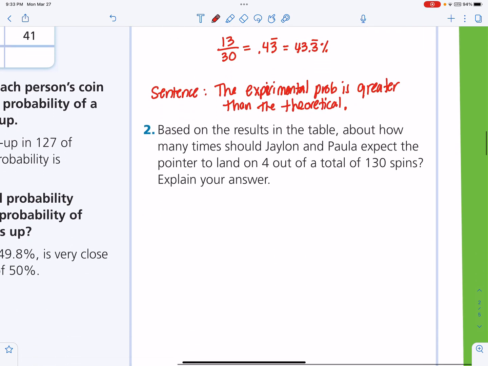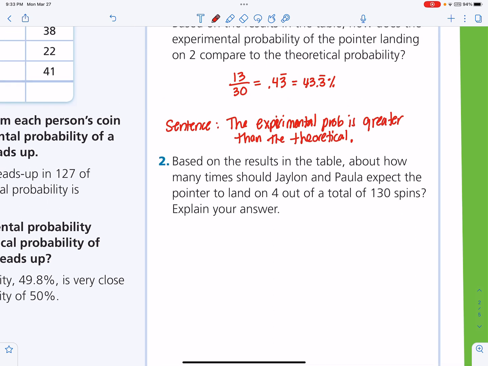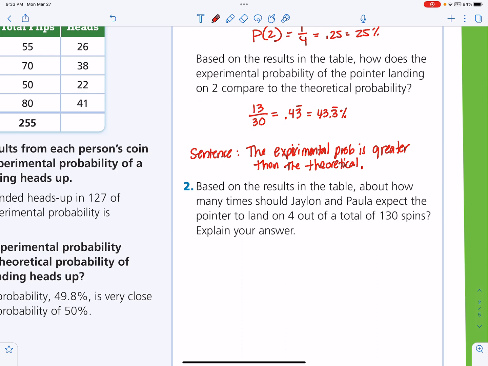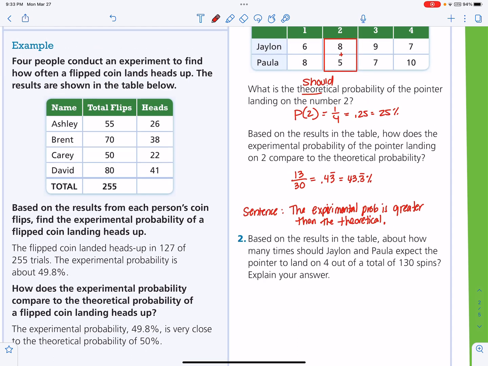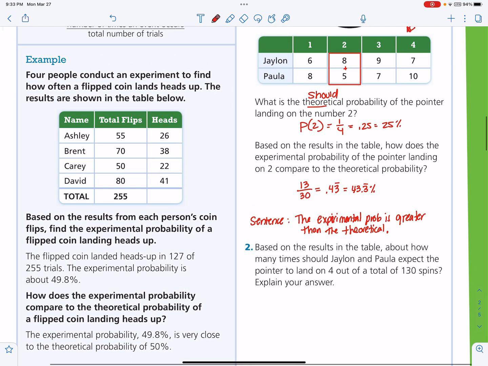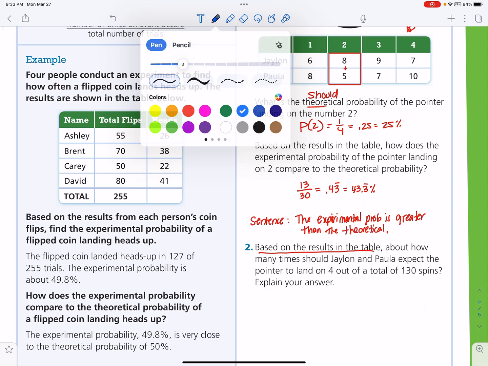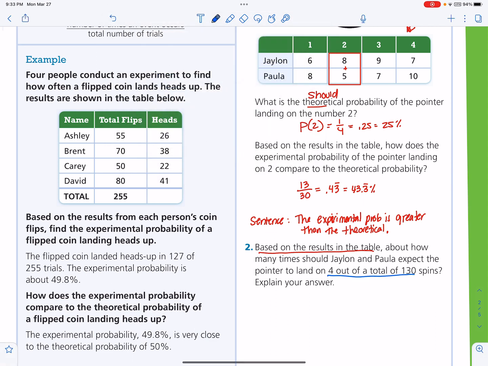All right, next one, number 2. Based on the results in the table, about how many times should Jalen and Paula expect the pointer to land on a 4 out of a total 130 spins? So first of all, notice it says based on the results of the table. So they don't want you to use the theoretical, they want you to use their experimental data. So now let's take a look at the 4 out of 130. We'll look at that in blue. If I'm looking up above, that's this right here. So 7 plus 10 is 17. And so we're looking at 17.